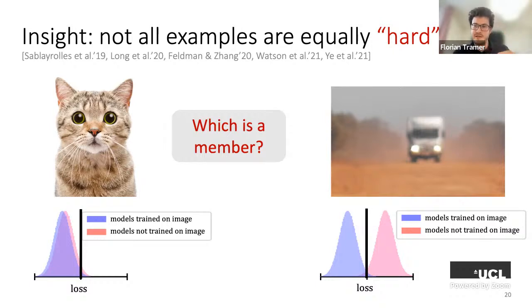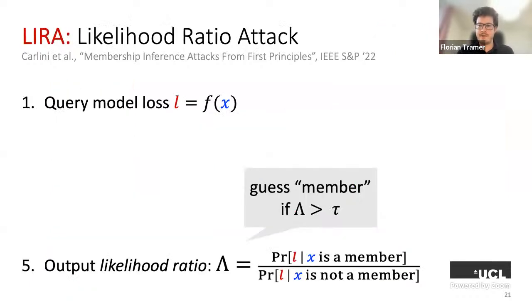So now that we have this insight into how losses behave, and how some examples are going to be harder than others, we can move on to designing an actual strong membership inference attack. And the way we're going to do this is to rethink the problem a bit from first principles.